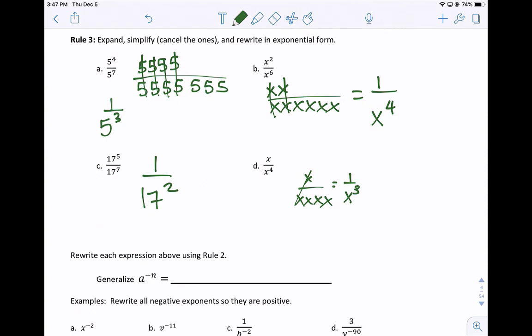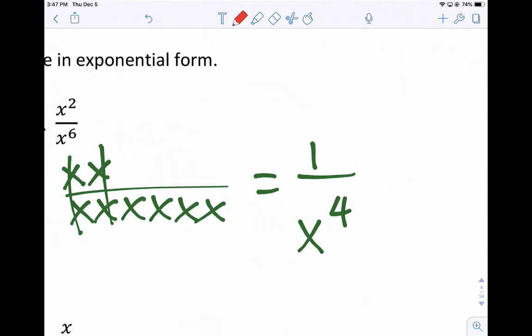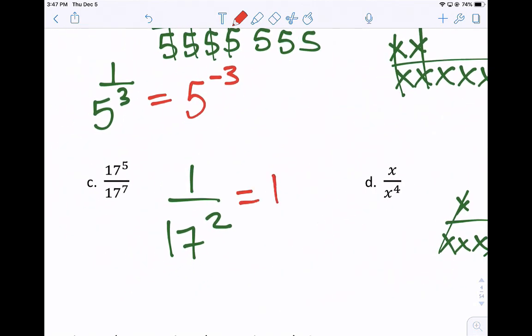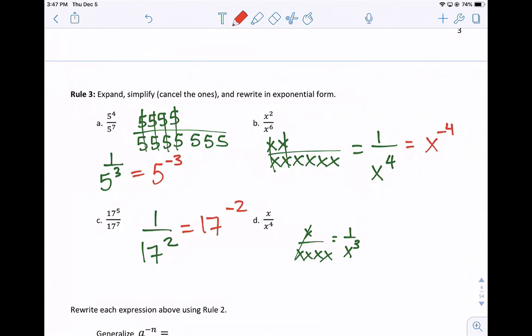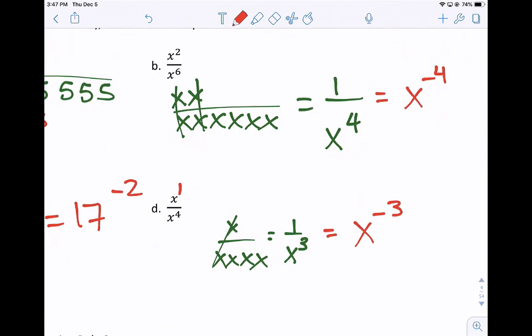So it says rewrite each expression using rule 2, which is subtraction. So rule 2 I'll write in red. If we take 4 minus 7, we get 5 to the negative 3. If we have 2 minus 6, we get x to the negative 4. If we have 5 minus 7, we have 17 to the negative 2. And if we have 1 minus 4, we get x to the negative 3.